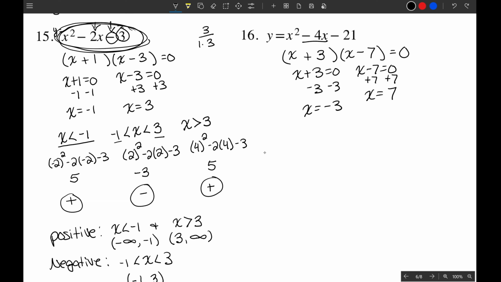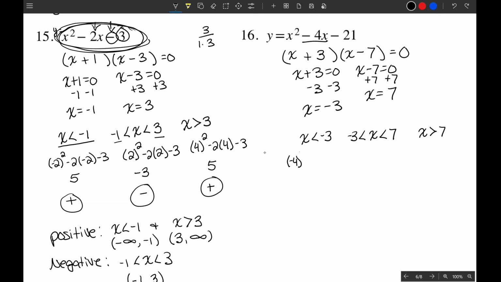So I'm going to set up my 3 sections. Negative 3, so that'd be x is less than negative 3. 7 is to the right of that, so that would be x is greater than 7. And then you have your middle, where x is between negative 3 and 7. So I'm going to choose an x value that's less than negative 3. So let's just go with negative 4.